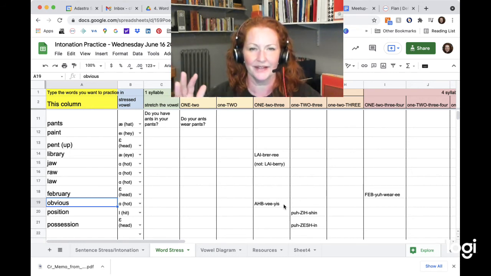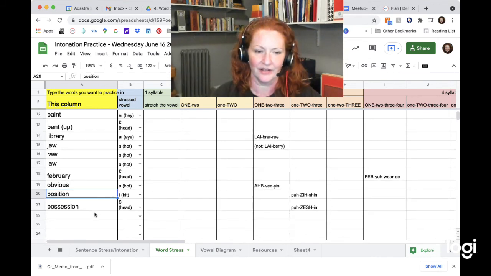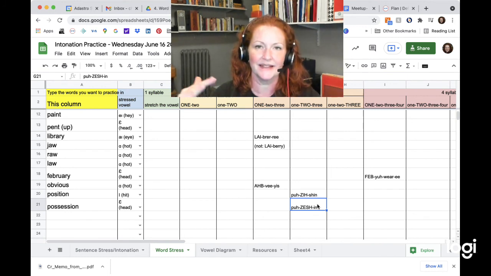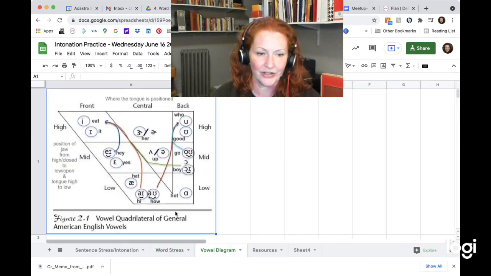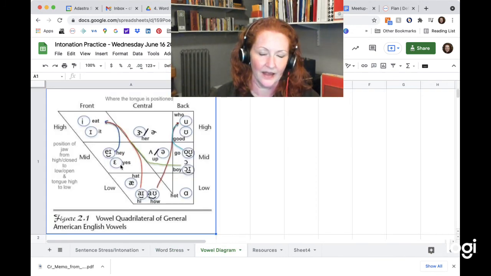Obviously. Number 20 is position, and the vowel is I, as in hit. Position. And 21, the vowel is as in head. Possession. So number 20, position is I. Your tongue should be a little higher. Position. And number 21, the tongue should be lower for the possession.